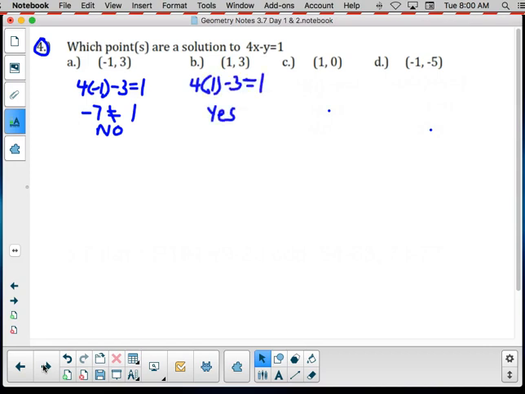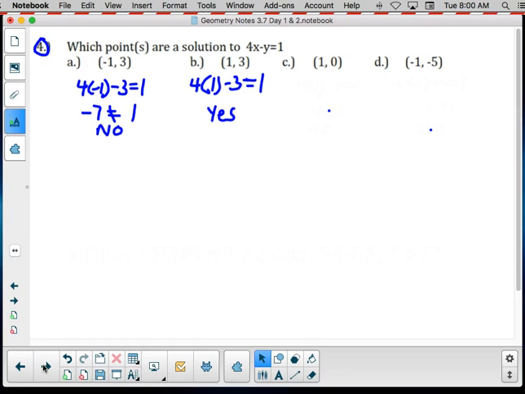I do the same thing in b. I plug in 1 for x and 3 for y. Okay? And I find out that 4 minus 3 is 1. So yes, that seems to be a solution. But remember, they have a plural in which points. I've got to check all of them.